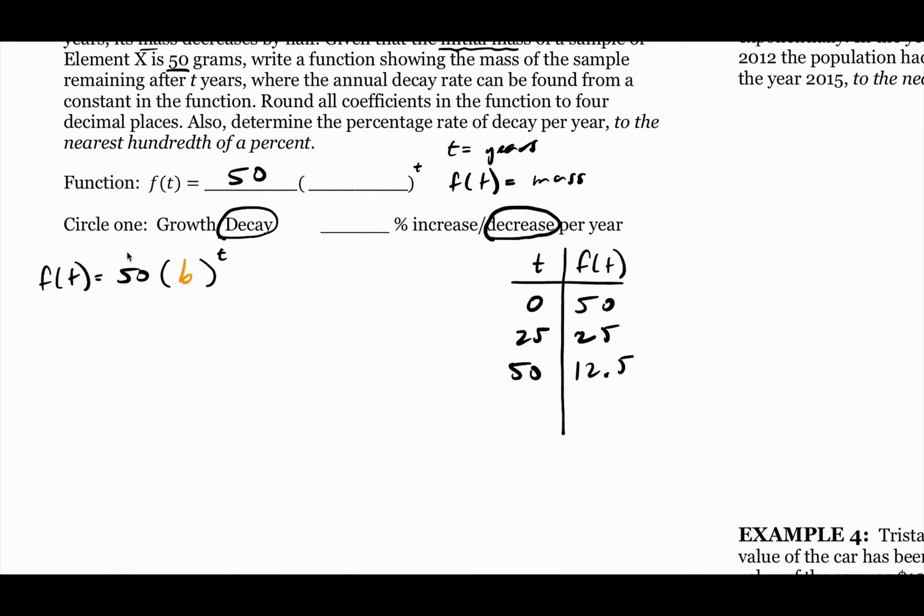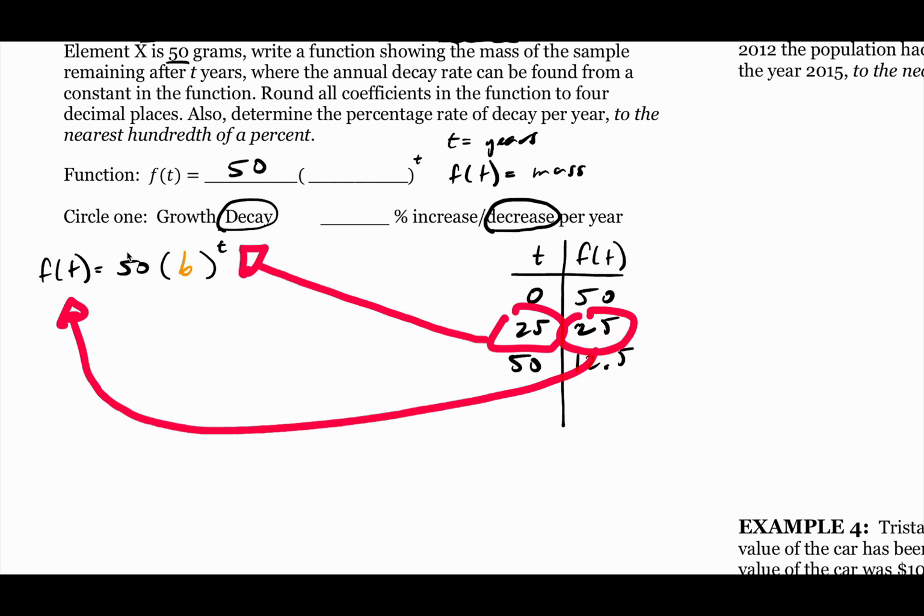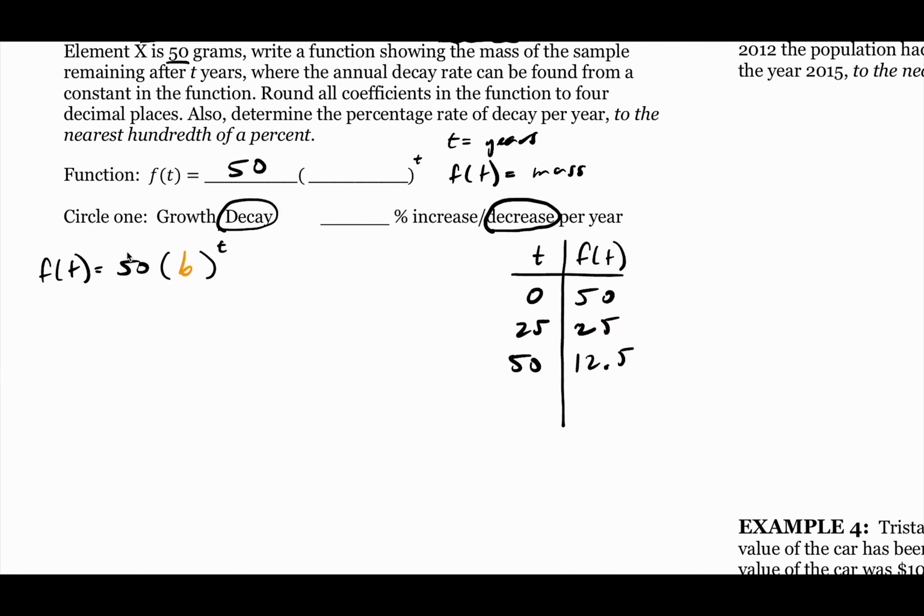So now what I'm going to do is use one of my points. I already used this one for that one, so now I'm going to use either one of these two. I'll use 25 and 25. So 25 is t, and 25 is also f of t. Okay, so what does that look like? It looks like this: 25 equals 50 b to the 25 power.